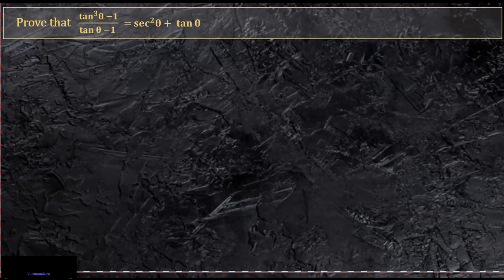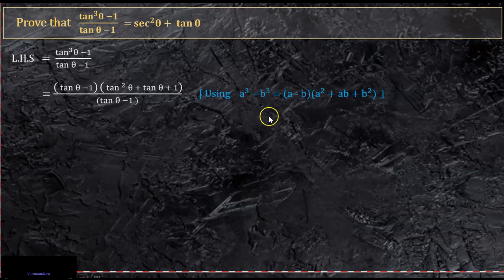Definitely we'll start with the left hand side. Now we know there is a formula of a cube minus b cube, right? A cube minus b cube is equal to a minus b into a square plus ab plus b square. Here we can consider tan theta as a, and 1 as b, so a cube minus b cube becomes tan cube theta minus 1 cube. So we can convert this to tan theta minus 1 into tan square theta plus tan theta plus 1.